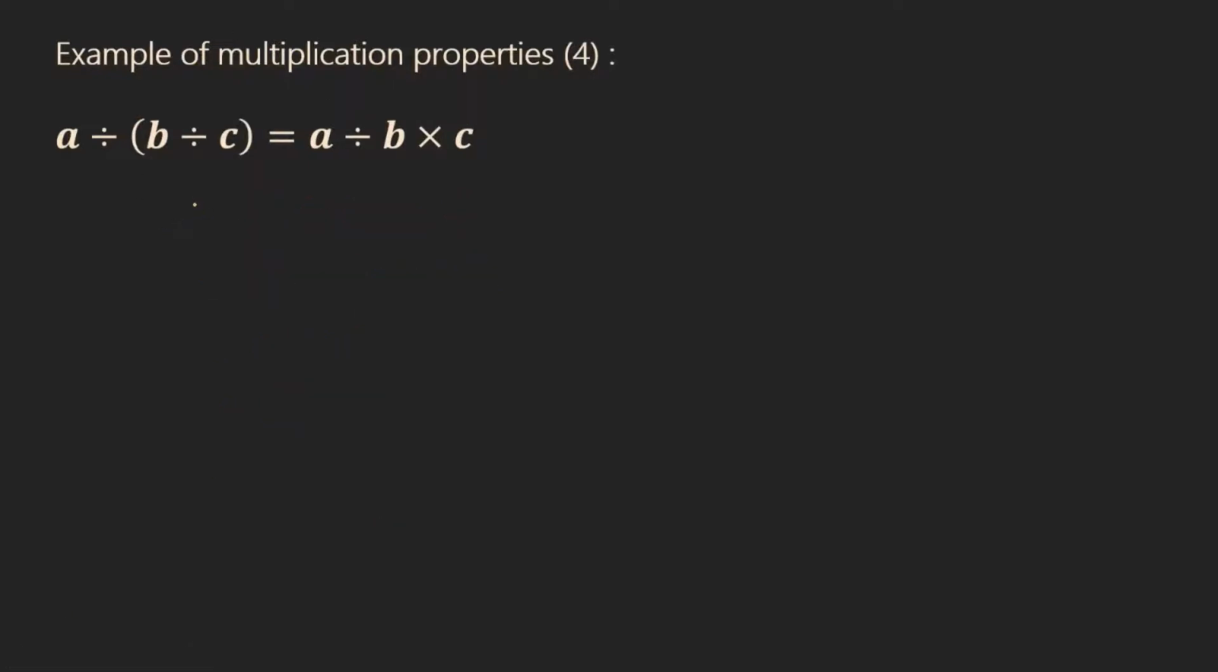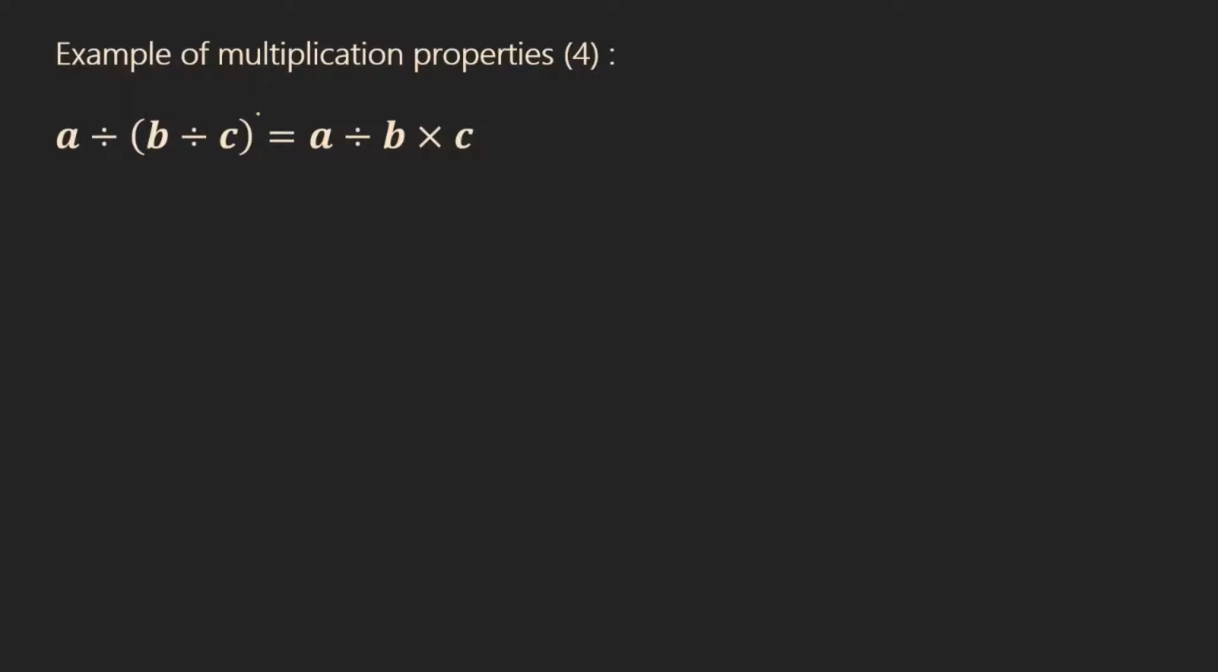Now let's take a look at our fourth and last example. A divided by parentheses B divided by C. If we're to ungroup B and C by taking off the parentheses, because it's a division in front of the parentheses, if we were to remove the parentheses, then after removal, the terms inside need to change.